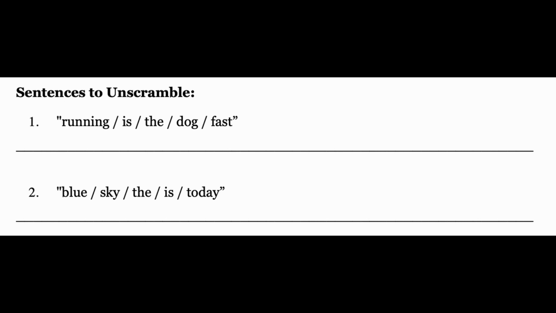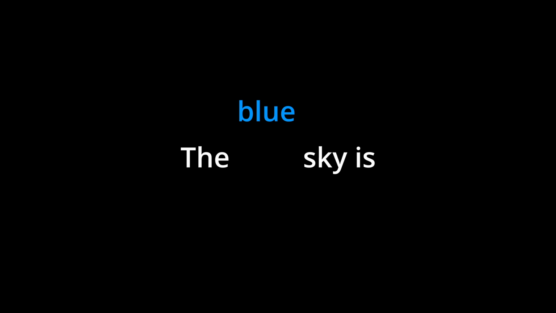Again, like in number 1, we have to determine the noun, which in this case is sky. Then we identify the verb, is. And there is an adjective that describes sky, which is blue. We capitalize the to start the sentence. The sky is blue. Then we end the sentence identifying when the sky is blue, today, and add a punctuation at the end. So our completed unscrambled sentence should say, the sky is blue today. Did you get it right?